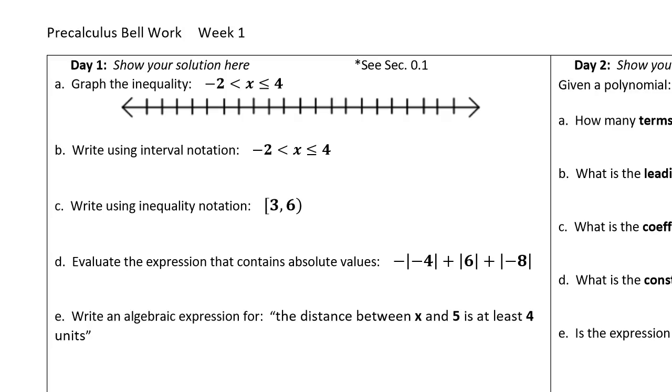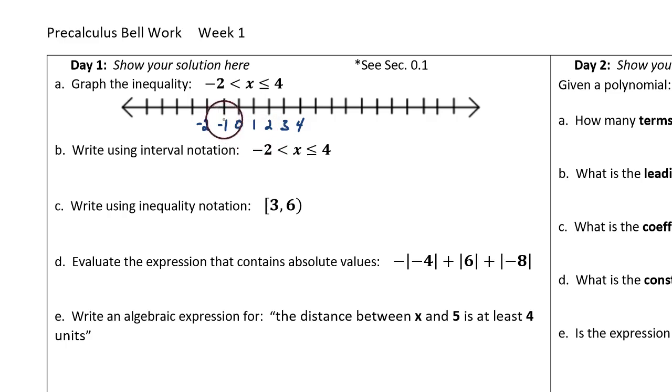Here are the answers for the week 1 bell work. Day 1, question A. Graph this inequality. So the left boundary is -2, the right boundary is +4. So anywhere along the number line, just pick one of the marks and label it as -2. Then going in order, -1, 0, 1, 2, 3, and 4.